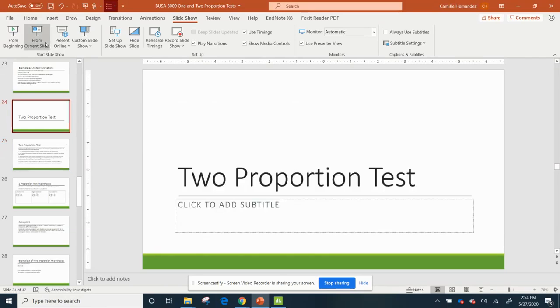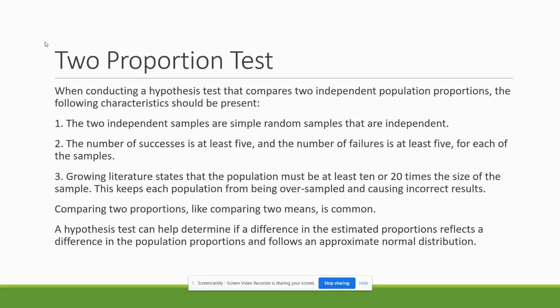So now let's talk about two proportion test. When conducting a hypothesis test that compares two independent population proportions, the following characteristics should be present. You've got two independent samples that are simple random samples that are independent of each other. Again, that means they don't depend on each other. The number of successes is at least 5, and the number of failures is at least 5 of each sample.